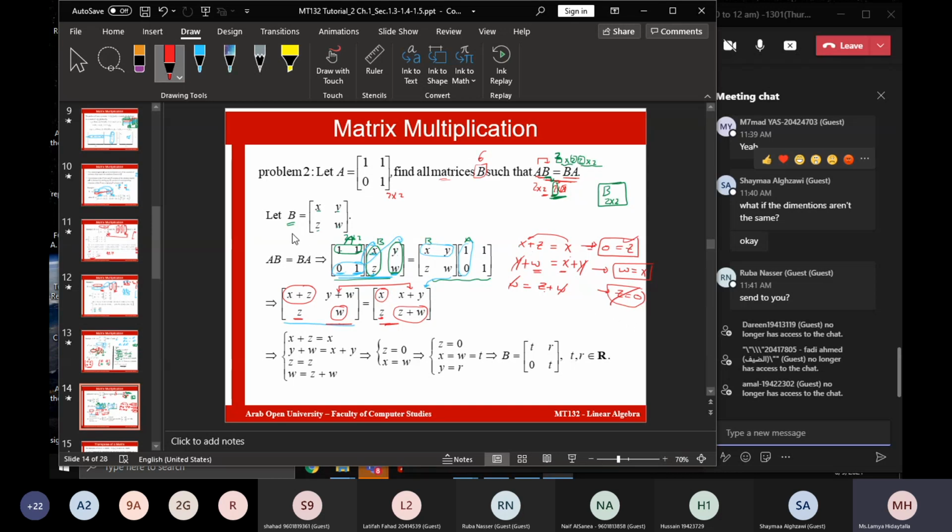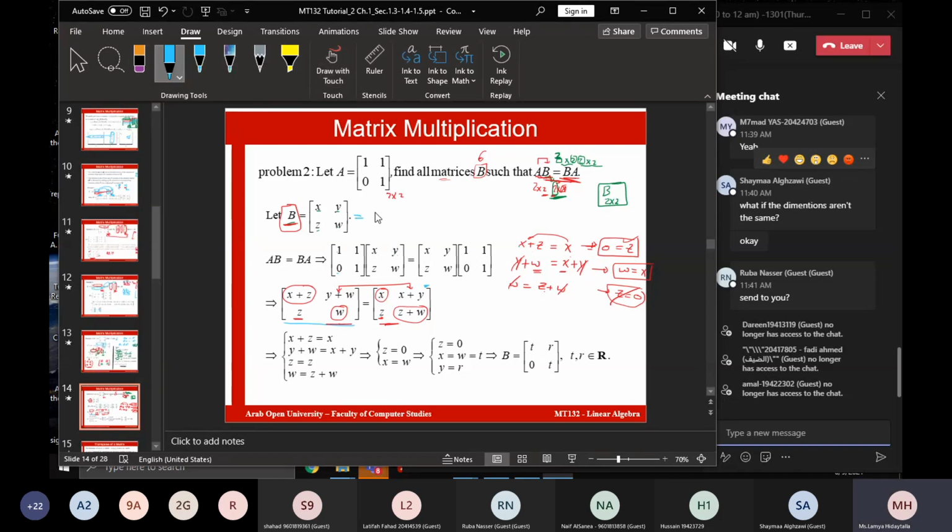Okay, now I come back to my original matrix that I assumed. So to have this matrix B such that AB is equal to BA, the only way is that we have what? From this previous information, we got that what?